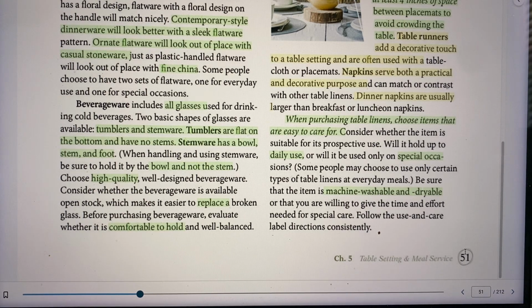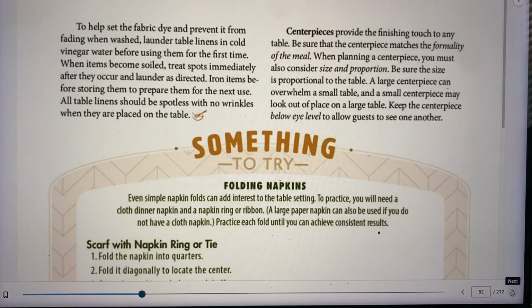So they should be machine washable and dryable, the napkins, if you have napkins that are cloth. It's good now even at formal occasions to use some nice paper napkins too. You don't always have to have cloth napkins.